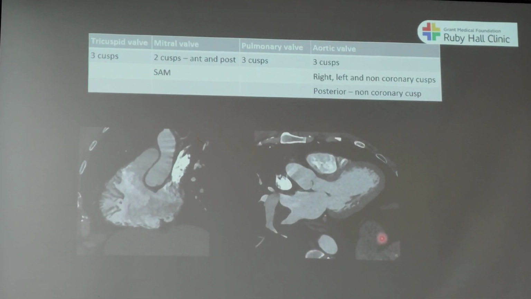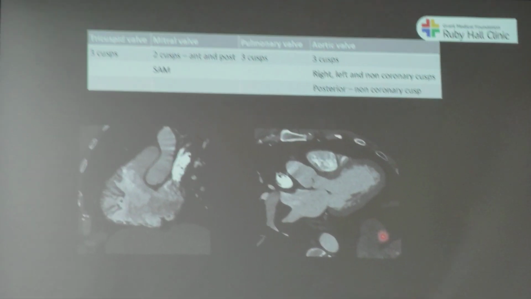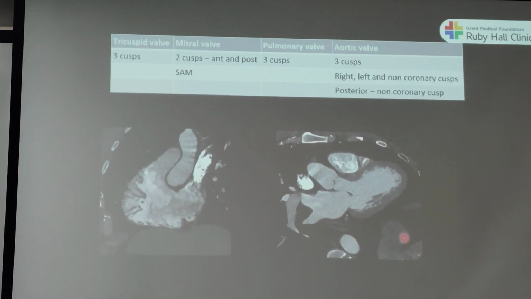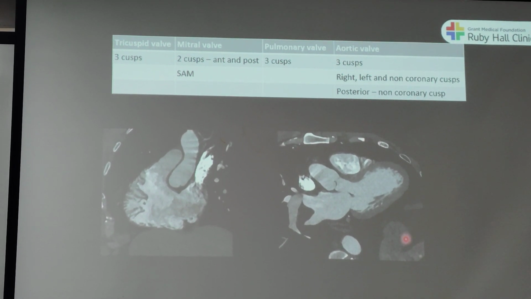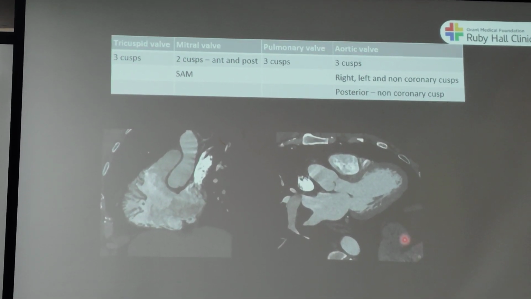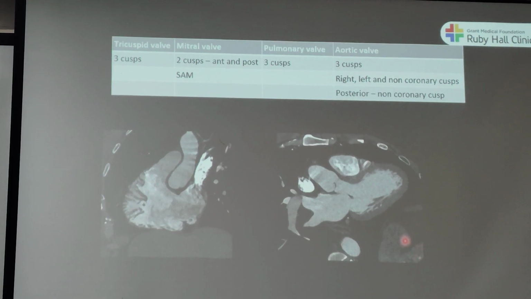Okay, so as we see, there are atrioventricular valves, which are the tricuspid valve on the right side and the mitral valve on the left side. Then there is a pulmonary valve at the origin of the MPA and an aortic valve at the origin of the aorta. So there are four valve structures. Out of that, only the mitral valve has two cusps. The rest of the valves, in normal anatomy, have three cusps. So there are three cusps in the aortic valve, three cusps in the pulmonary and tricuspid valves, and two cusps in the mitral valve.